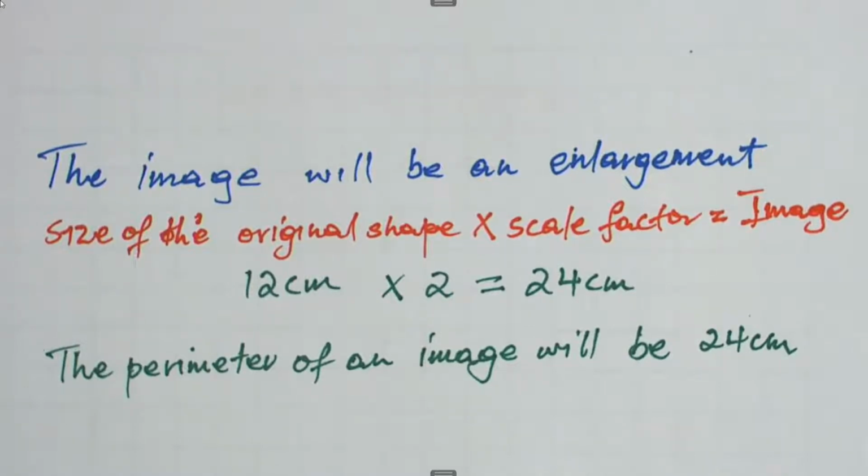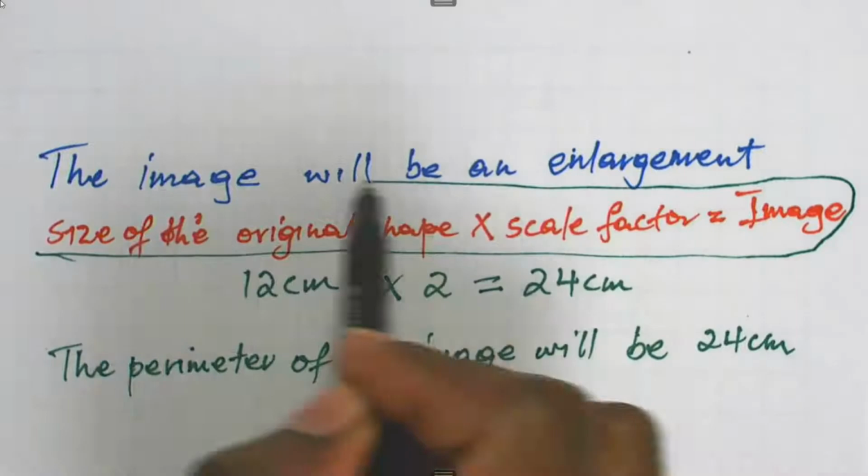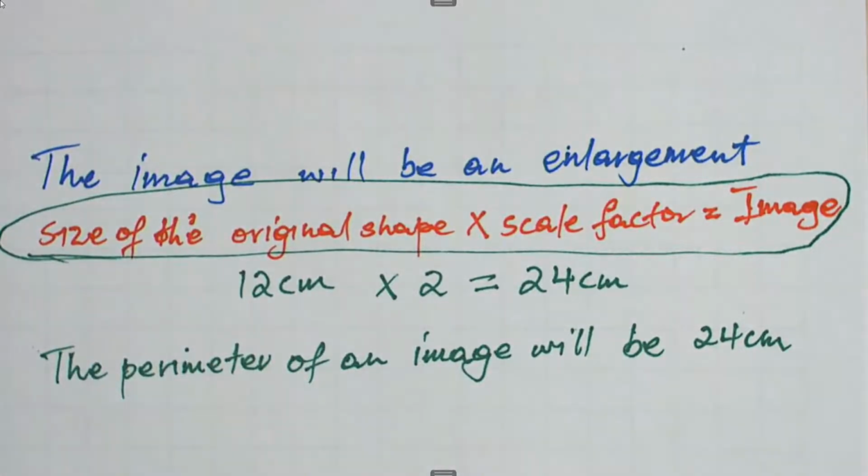We said, okay, how are we going to calculate it? We're going to take the size of the original shape. We will always take the size of the original shape and multiply that by a scale factor, irrespective of whether it's an enlargement or reduction. This equation that we just provided, guys, works irrespective of whether it's an enlargement or a reduction. If I want to understand how much the image will be, I must take the size of the original shape and multiply this by a scale factor. It will give me the size of the image.